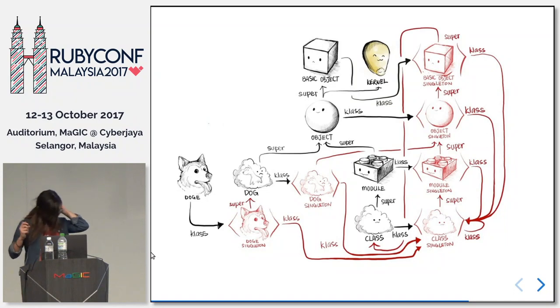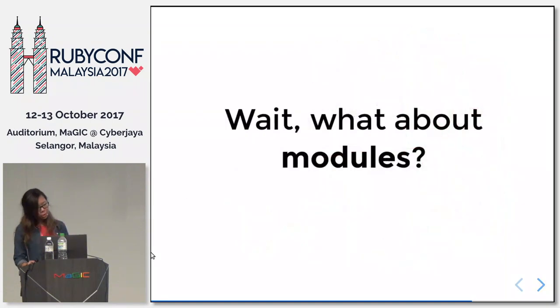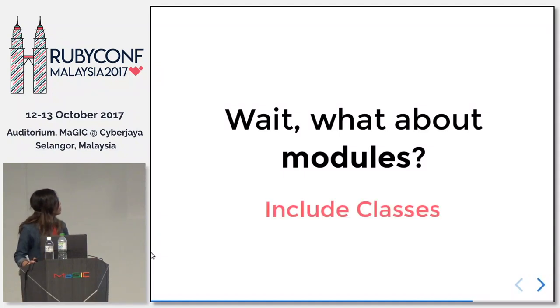But, you know, at this point, if you've been paying attention, you realize that we are still missing quite a big part of Ruby's object model, right? And that is basically modules. So how does including modules actually work? And the answer is that Ruby finds a very clever way of sneaking modules into our inheritance chain with something called include classes.